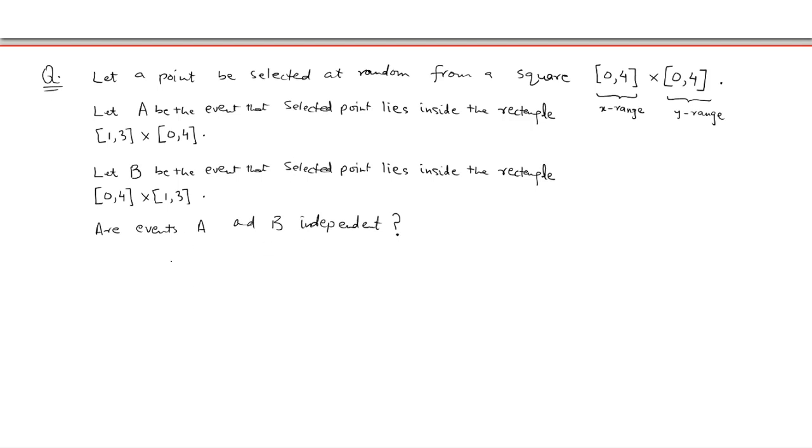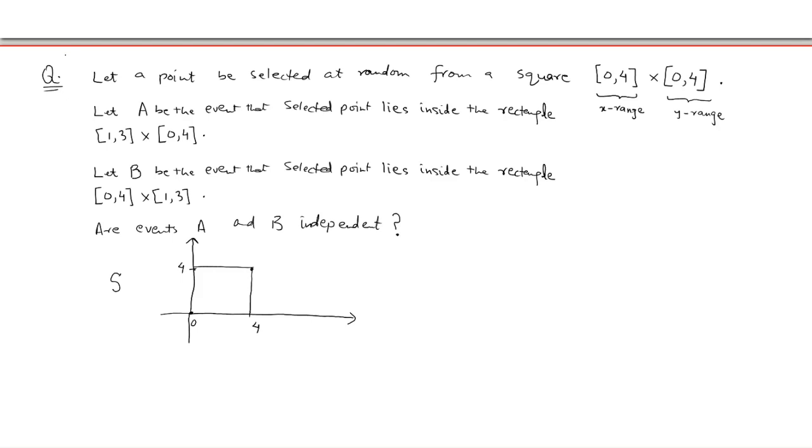How do you solve probability questions? First, you look at the sample space. Your point is selected at random from a square, so that's your sample space. Can you draw your sample space? Let's draw the sample space. That's your x-axis. That's your y-axis. The extent of the square starts from x equals 0 and goes till x equals 4. And on the y-axis, the square starts from y equals 0 and goes till y equals 4, which means that this is my square, right? That's my sample space.